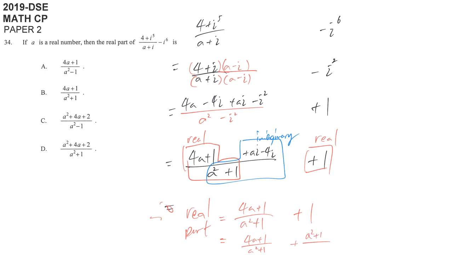a squared plus 1. Create the same denominator so that we can combine them afterward. So it's a squared plus 4a, 1 plus 1, we get 2. And then we find out the answer is D.